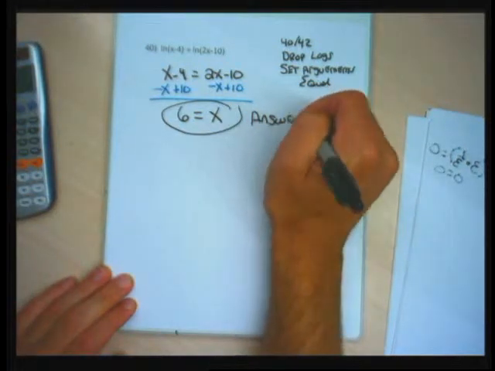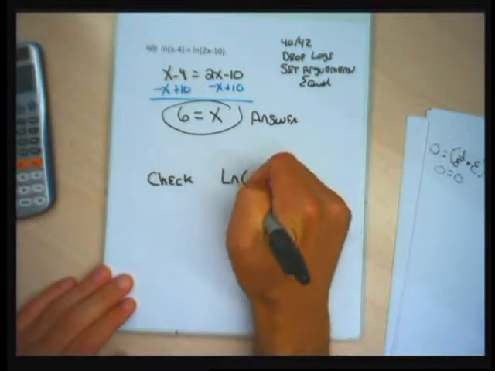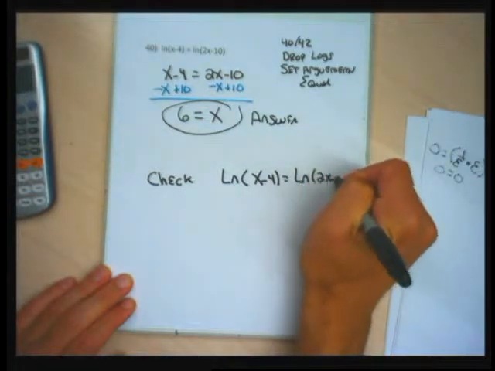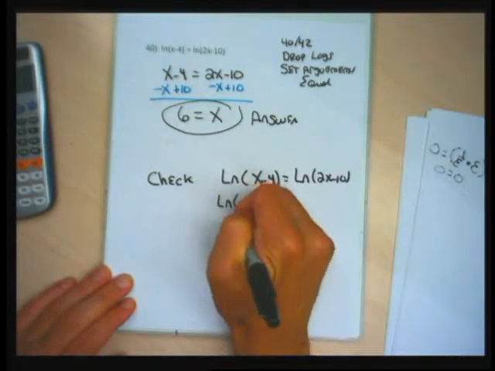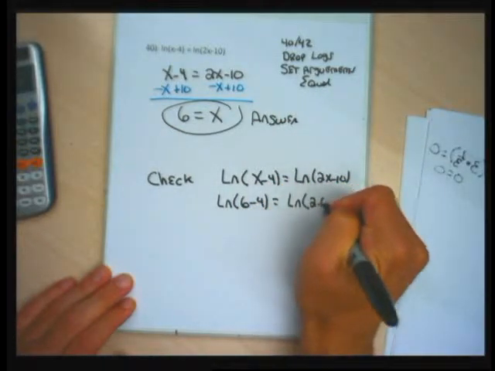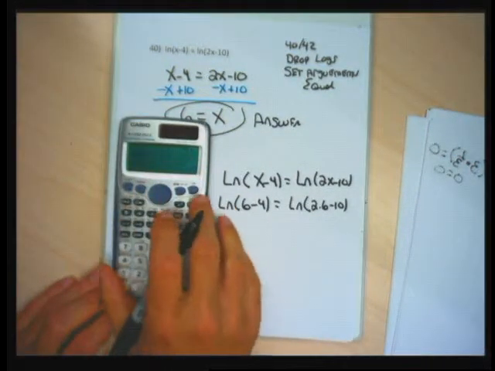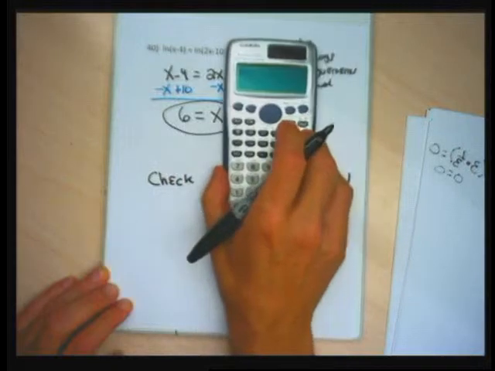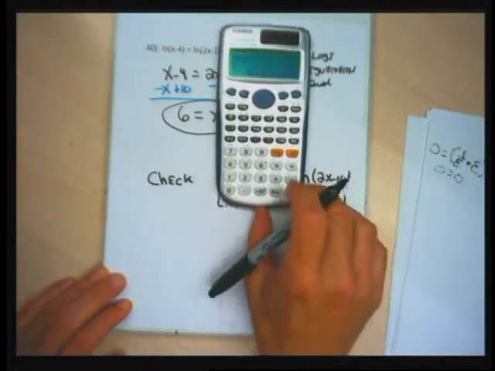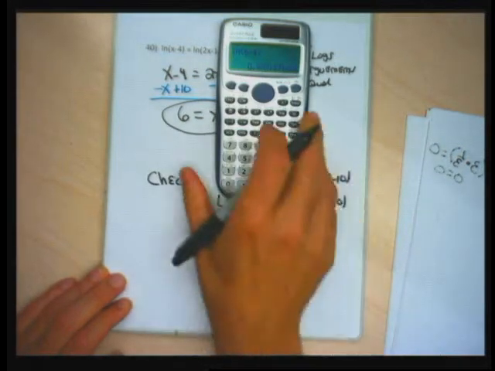Because there's an x on each side, I need to check each side. So the original problem was the ln of x minus 4 equals the ln of 2x minus 10. I'm going to see if the ln of 6 minus 4 equals the ln of 2 times 6 minus 10. So ln of 6 minus 4 is 0.693. I'll do the other side.